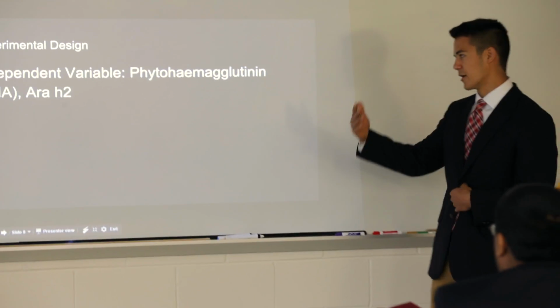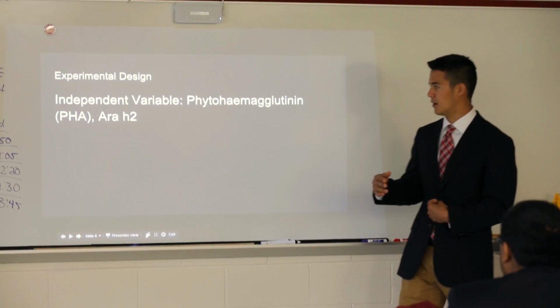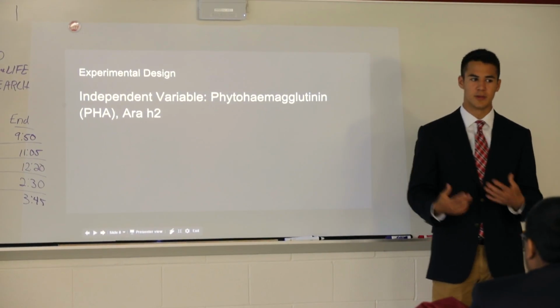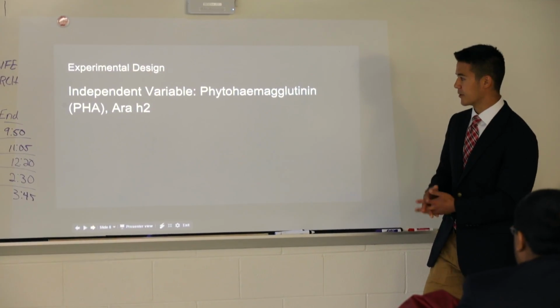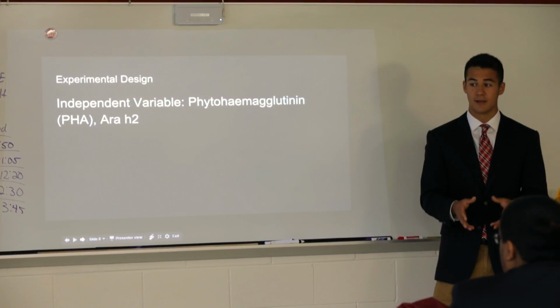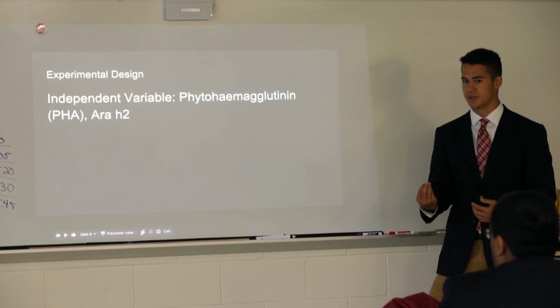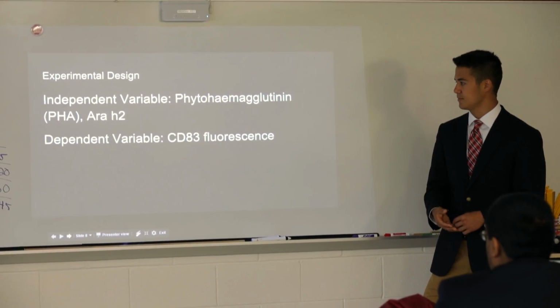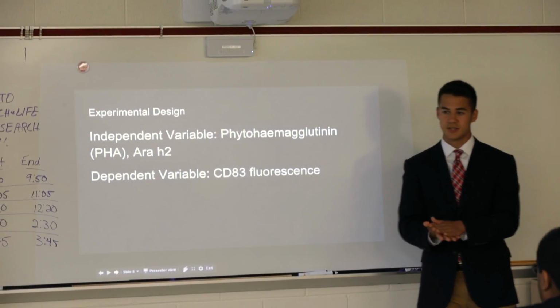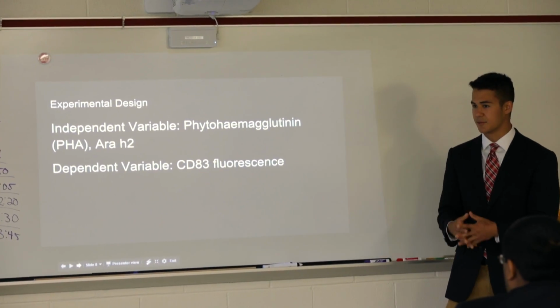Alright, so our independent variables were RH2 and also PHA. We used PHA to induce canine PBMC, or white blood cells, to make dendritic cells, and then we added RH2. RH2 is the main component in peanut allergy. It's the most allergenic protein. And we measured the dendritic cell activation with CD83 fluorescence using the flow cytometer. We tagged them with the antibody.